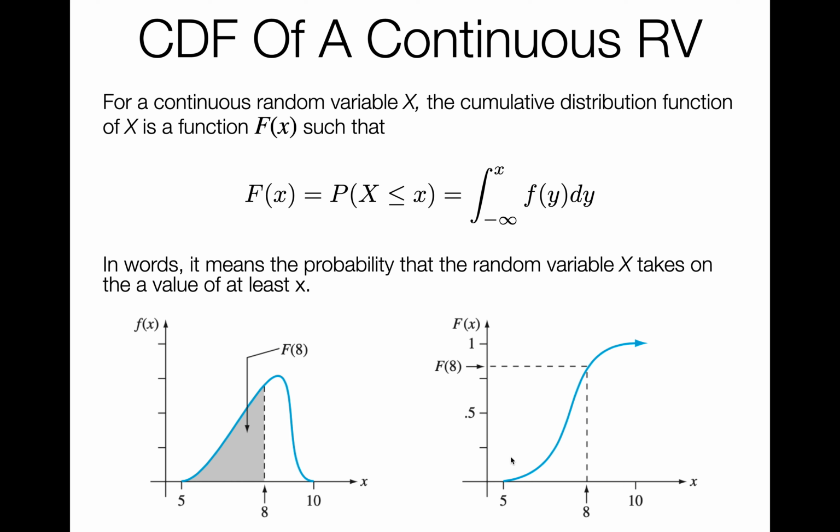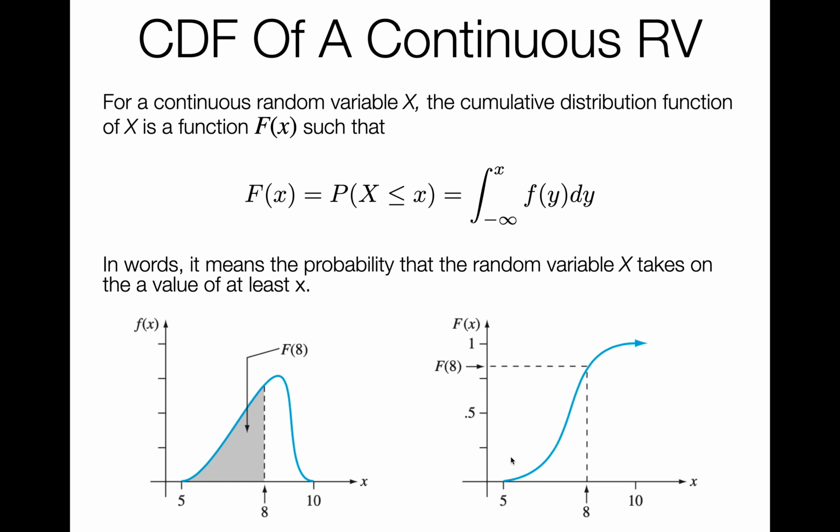So for a continuous random variable x, the CDF function of x, which we denote capital F, is defined in such a way as this below. Now, this is just like the CDF of a discrete random variable. The only thing that's different is that the sum is now an integral.